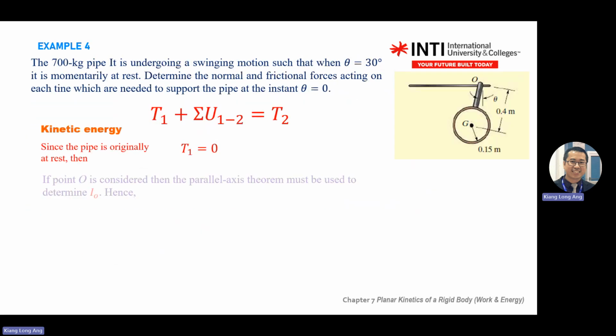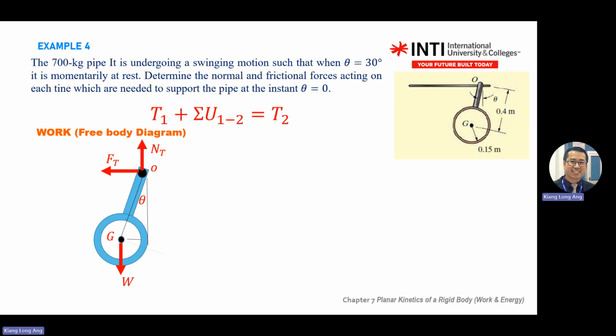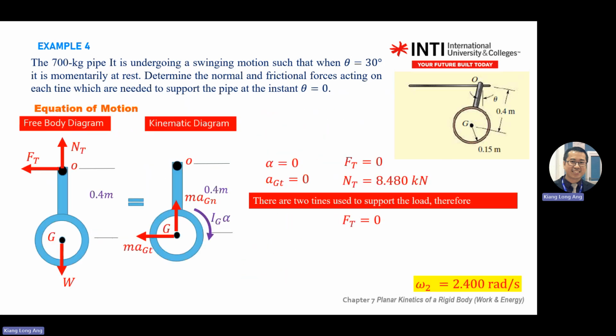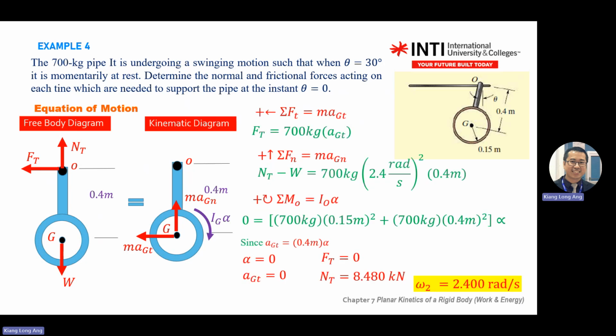Number 4, your homework. Okay, example 4, you need to use the previous section: F equal to MA and moment equal to I alpha. You need to use them. So go home and look at example 4.